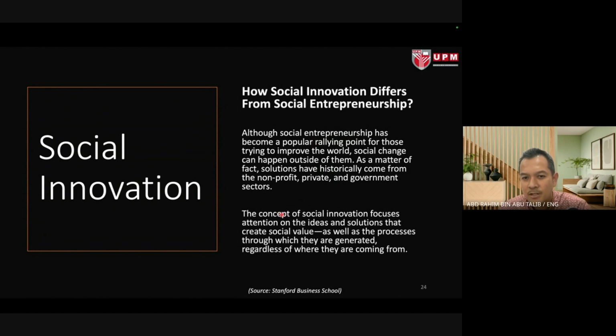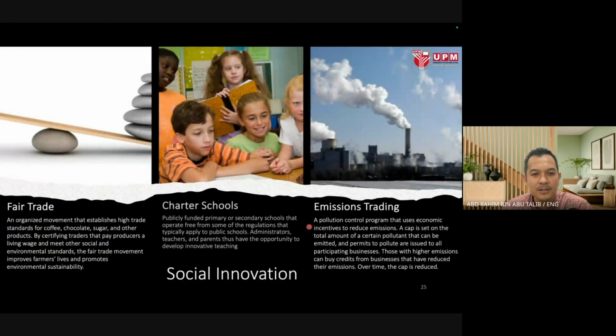But social innovation, the concept of social innovation focuses attention on the ideas and solution that solve social issues, not just giving the society what society wants, but actually solving the issues. That's the difference between social entrepreneurship and social innovation. All right. So a good example here, there are three examples. Okay, I hope we can go through all of it.